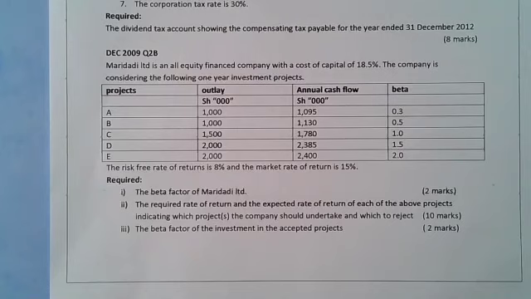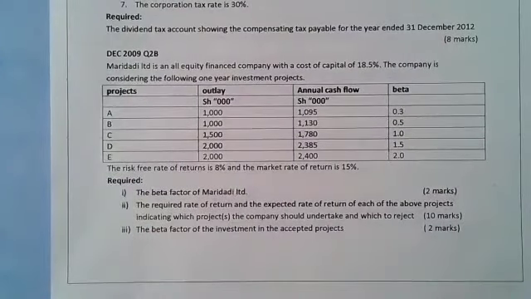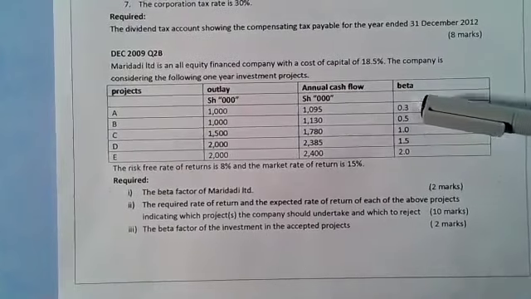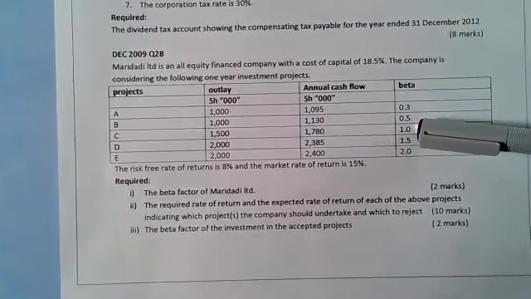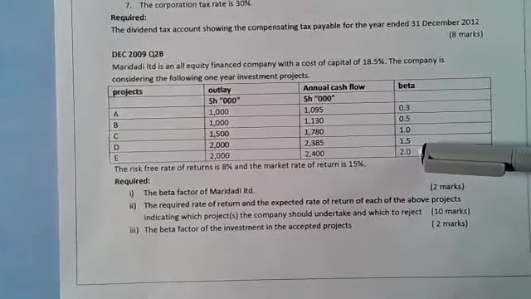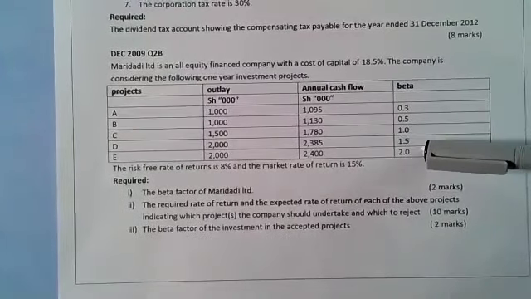Maridadi Limited is an all equity financed company with a cost of capital of 18.5%. The company is considering the following 1-year investment projects. We have projects A to E, with the outlays, the annual cash flows, and the beta. The beta given here is for each project. For A, a beta of 0.3 means it's defensive, less sensitive. 0.5 is less sensitive. 1 is equivalent to the market. D, at 1.5, is very sensitive compared to the market. E is also very sensitive compared to the market.